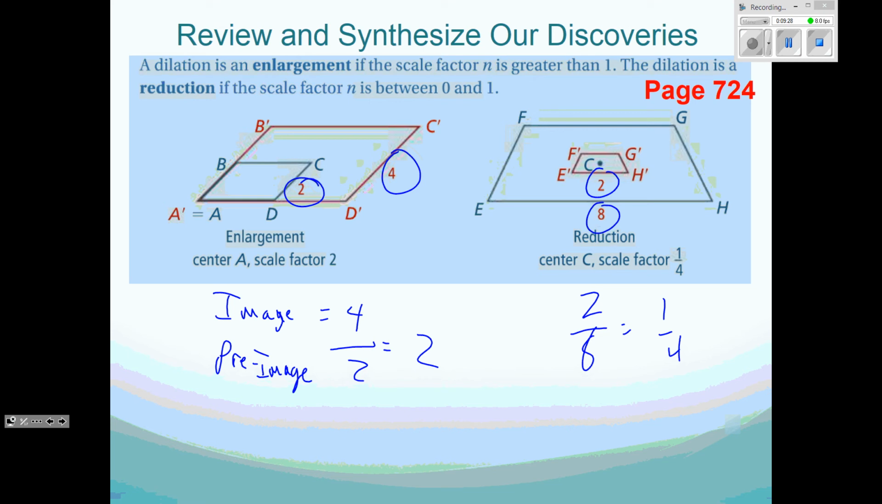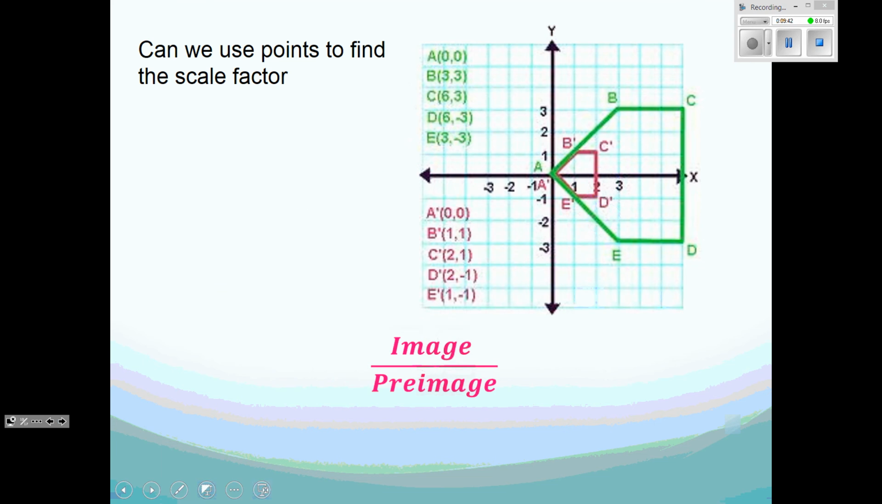What I find typically happens on this quiz, when we take this quiz, is that if you're messing up the scale factor, it's because you're reversing the order, okay? So image over pre-image, new figure over old figure, and that's usually how you're going to come up with it, okay? Here's what I want you to do. In your groups real quick, look at this picture, and I want you to determine the scale factor of that picture. I don't care how you do it. I'm going to give you about 30 seconds or so to do it in your groups. Okay? Ready, go.